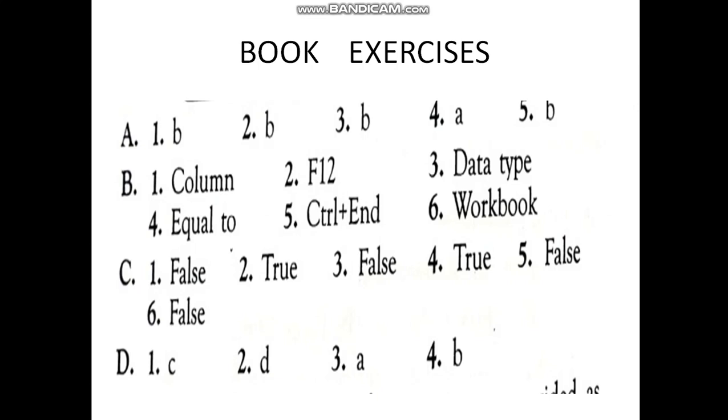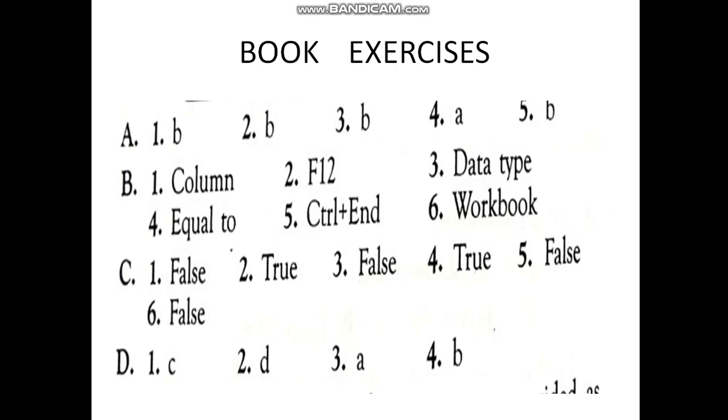Letters A to Z, AA to AZ are some of the column headings. Answer true. Fifth one, you cannot edit data in cells. False. Sixth, Control plus K keys are used to copy the text. Answer false. Next, match the following.